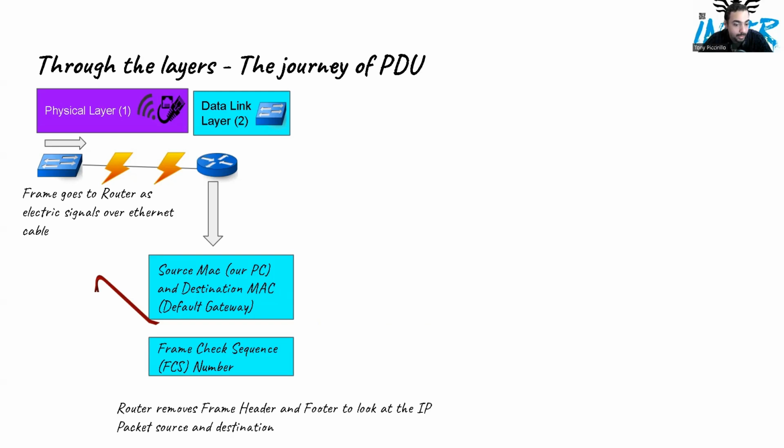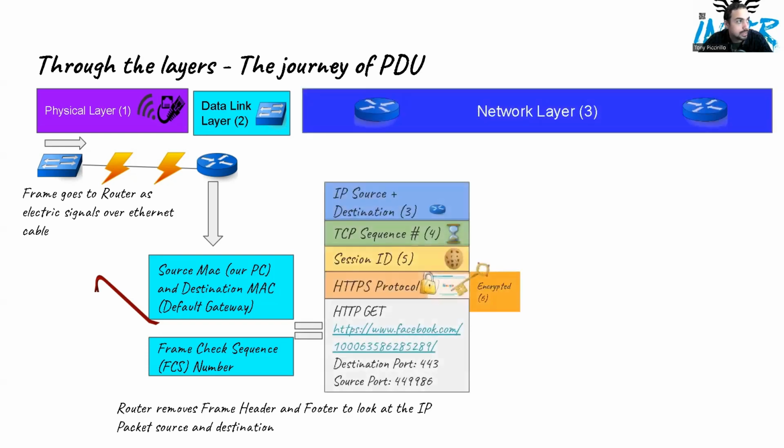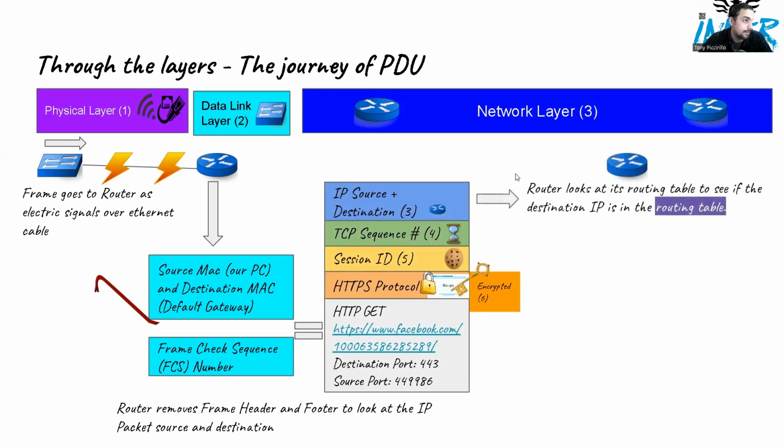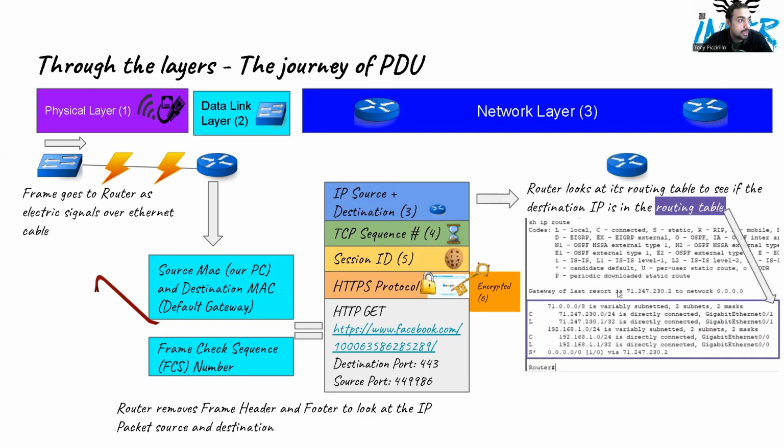This brings us back up to the network layer. Once the router is able to see the IP packet, the router checks its routing table and gets the destination IP address of the IP packet. Right? So that's what we're mentioning here. Here's the routing table. And this is where it's checking for the destination IP.